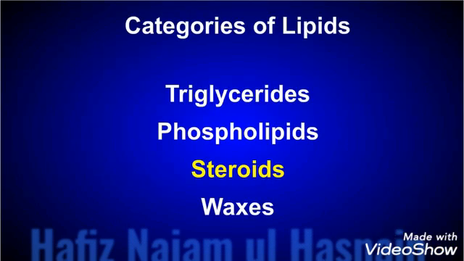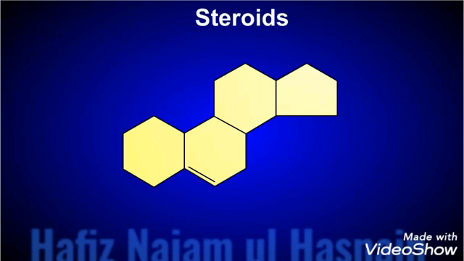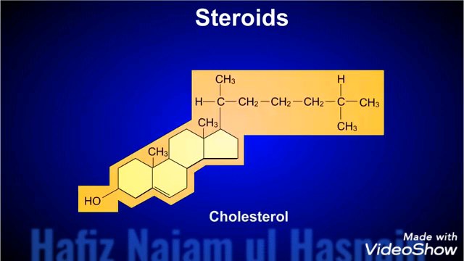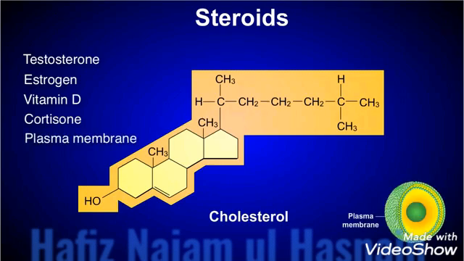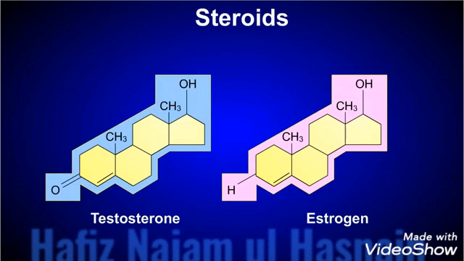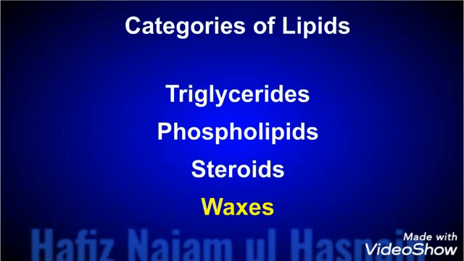Steroids are the next category of lipids. Steroids are composed of four fused rings of carbon to which different functional groups are attached. One well-known steroid molecule is cholesterol. Cholesterol serves as a precursor for the synthesis of other steroids such as testosterone, estrogen, vitamin D, and cortisone. Cholesterol is present in plasma membranes where it stabilizes the membrane. The hormones testosterone and estrogen have small differences in their functional groups, but large differences in their effects on an organism. Waxes are the final group of lipids.